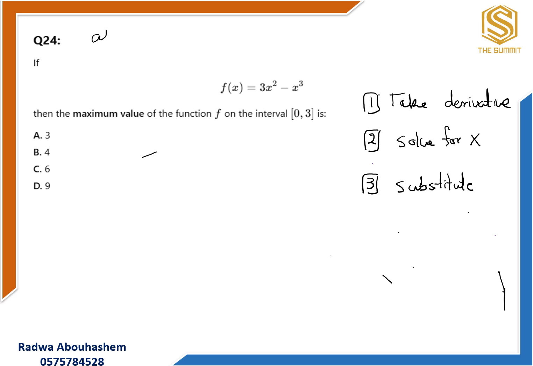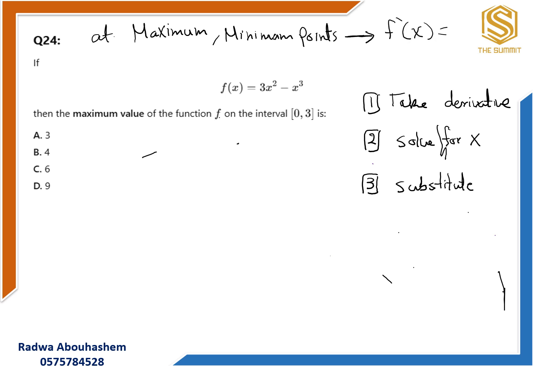So at maximum and minimum points, the derivative of x would be 0. So that's why I'm going to solve the function. So let's take the derivative first. So here's the derivative equal to 6x minus 3x power 2. Then I will put it equal to 0 to try to solve it.